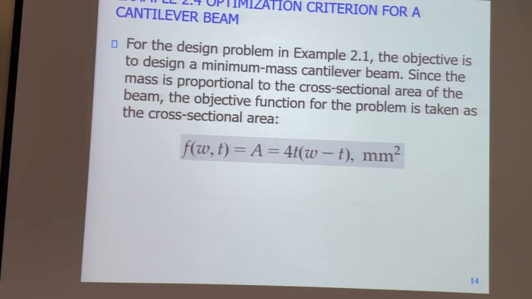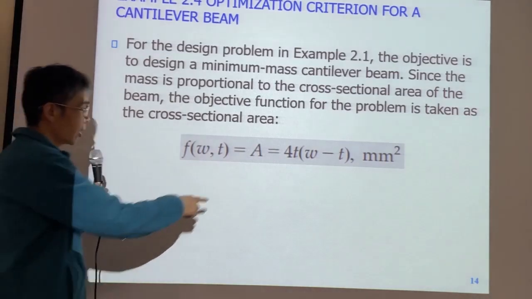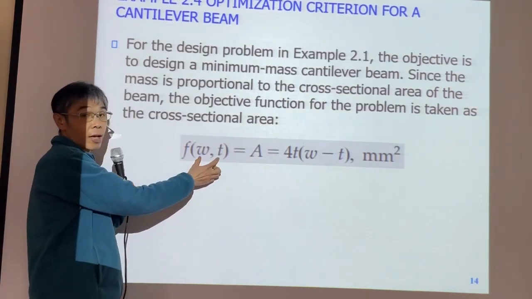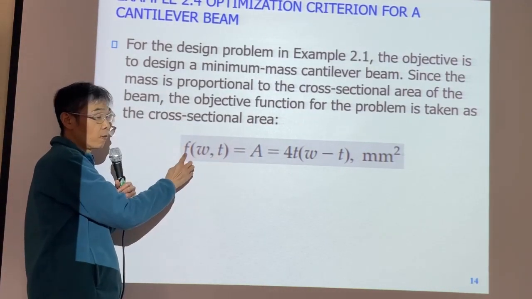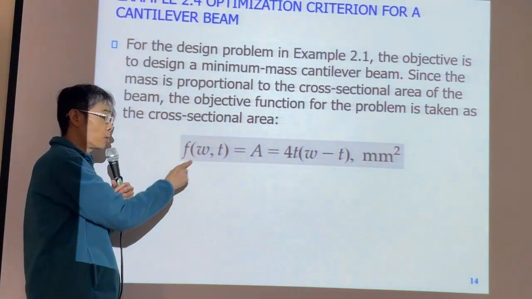For the design problem in example 2.1, the objective is to design a minimum mass cantilever beam. Since the mass is proportional to the cross-sectional area of the beam, the objective function for the problem is the cross-sectional area. Yes, the cross-sectional area A is the objective function. We have 2 design variables, W and T. F is the objective function. We want to minimize this objective function.